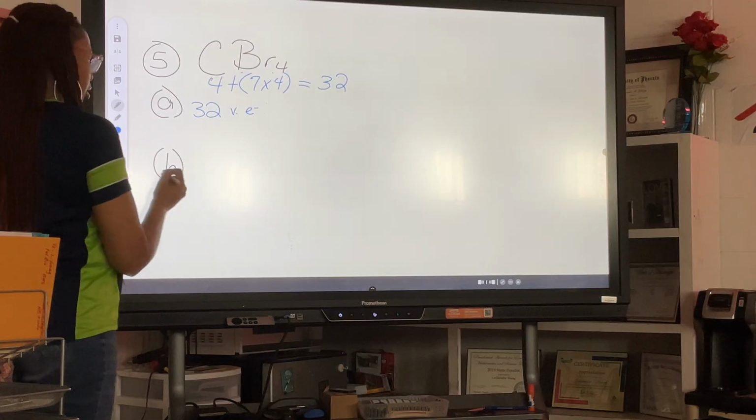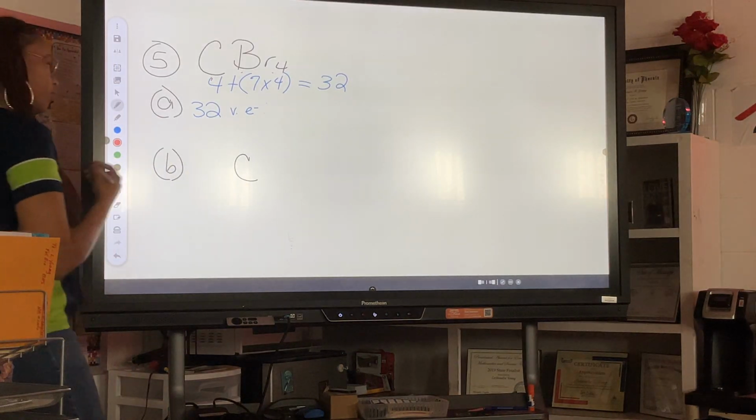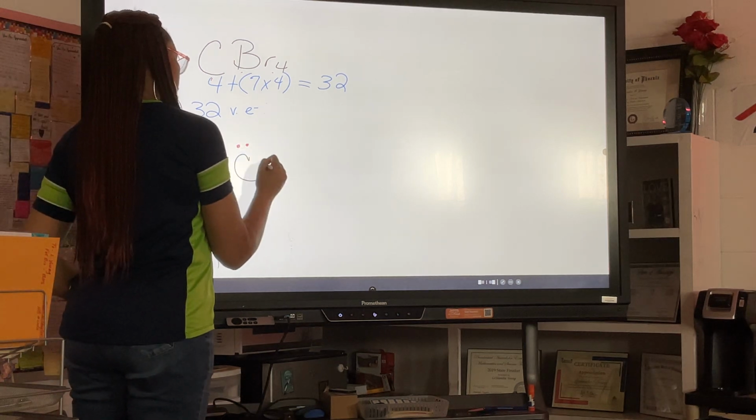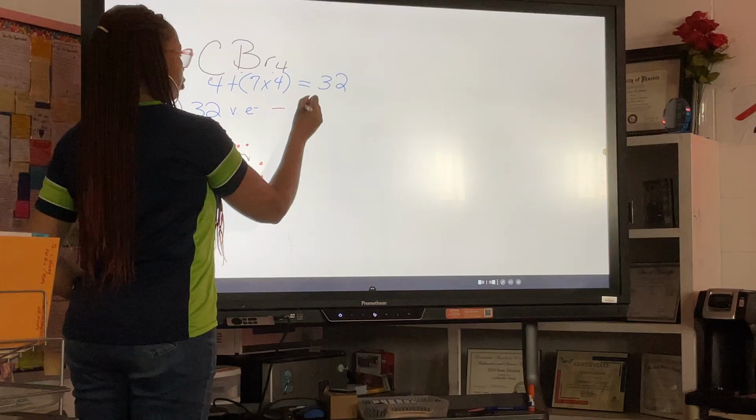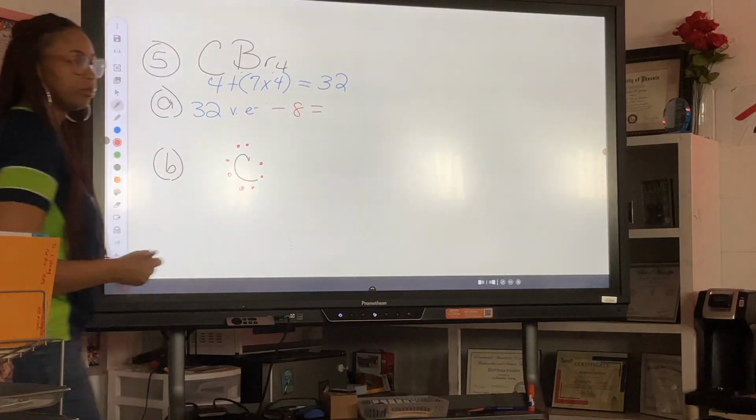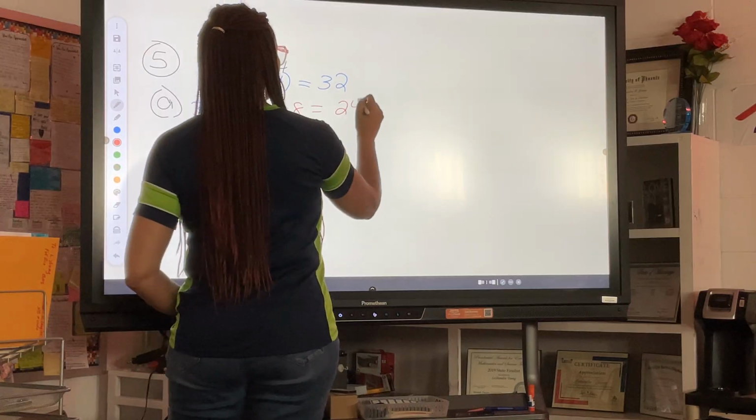You put carbon in the center. Put the carbon in the center and do what with it? Find its octet. Give it an octet, okay? 4, 5, 6, 7, 8. Subtract the 8. How many do I have left? 24. Alright, there's 24 valence electrons left.